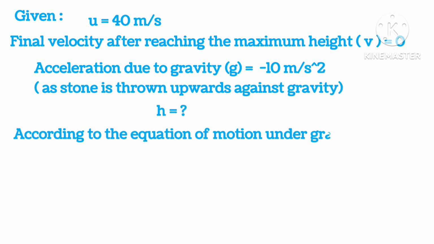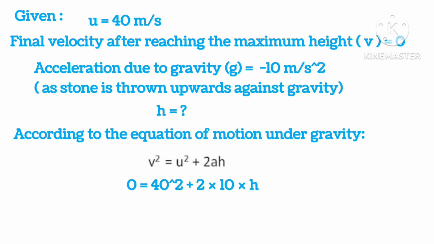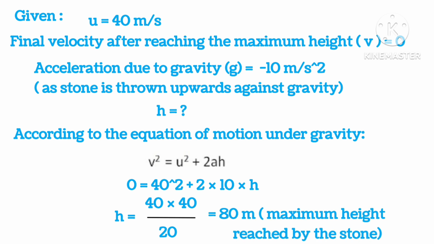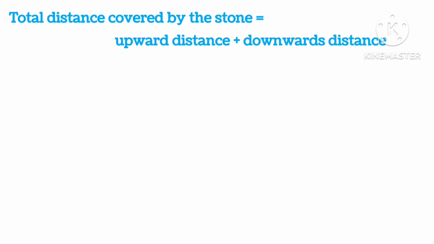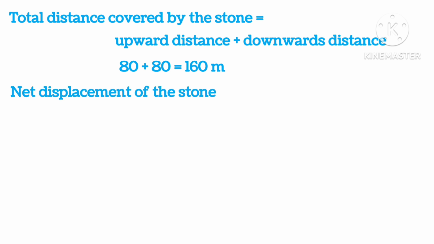So height will be, according to the equation of motion, putting all the values in the equation, we get the height, which is equal to 80 meters, which is the maximum height reached by the stone. Total distance covered by the stone will be upward distance plus the downward distance, that is 80 plus 80, which is 160 meters. Net displacement of the stone will be 80 plus minus 80, that is 0.